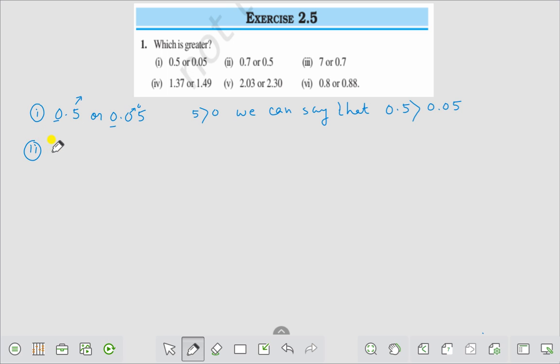Now question number 2, here you see the numbers are 0.7 or 0.5. Here you see in the ones place both the numbers are the same, right? In the tenth place it is 7 and in the tenth place it is 5. Since 7 is greater than 5, therefore we can say that 0.7 is greater than 0.5.